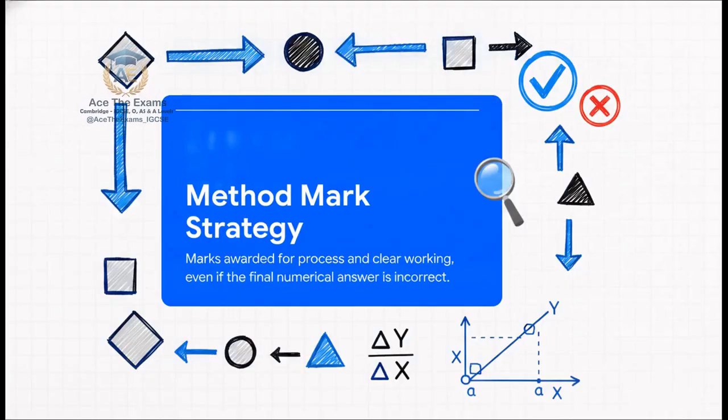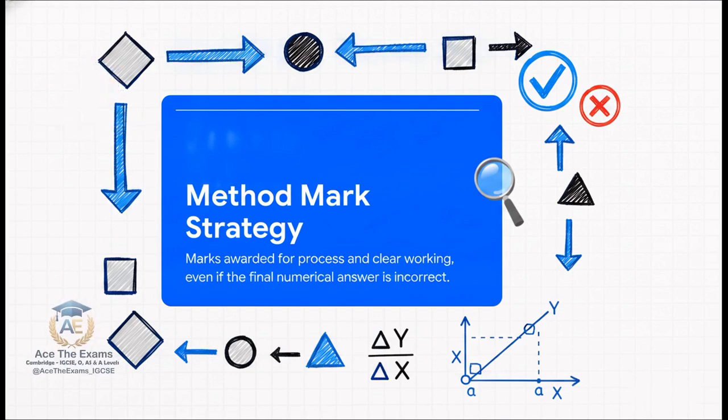So what is the fix? It's the method mark strategy. By definition, this is a grading principle where marks are specifically awarded for the correct systematic process and clear working, even if the final numerical answer is incorrect. In the context of coordinate geometry, this means explicitly writing down your coordinate brackets. It means actually writing out change in y over change in x before you start blindly substituting numbers.